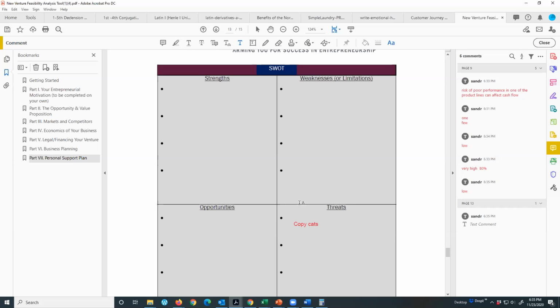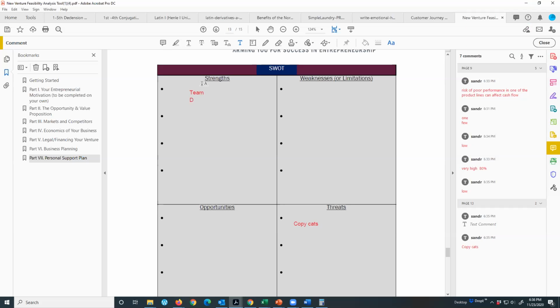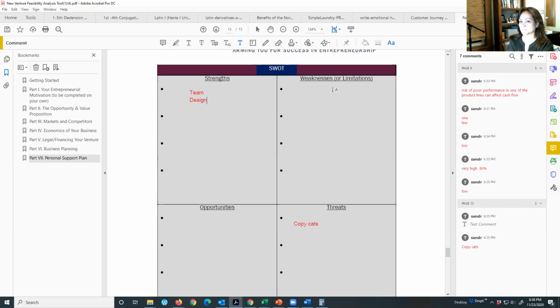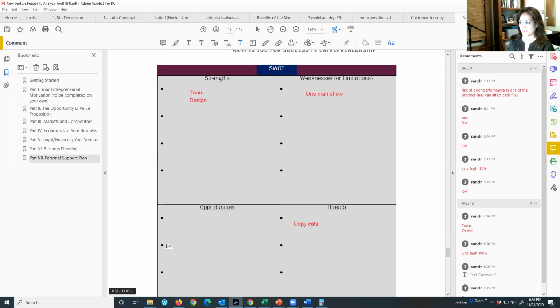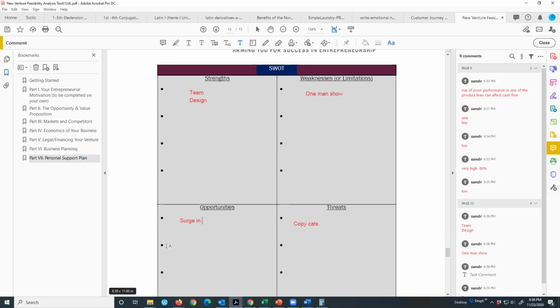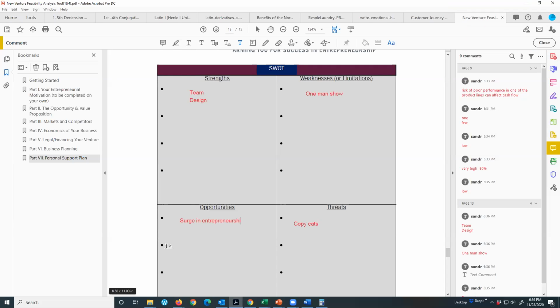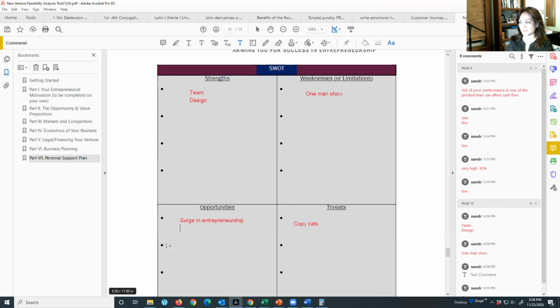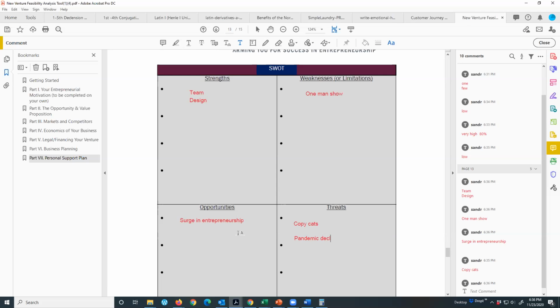I'm trying to think. Her strengths could be her team, their ability to design things. The weakness is that she's a one-man show right now. And then opportunities, whatever is going on in that fashion industry. Right now there's a huge surge in entrepreneurship because people can't go to work. So more women are going to want the handbags. The other opportunity, actually a threat right now, is also the pandemic. Nobody's leaving the house, so they're not buying. So there's a decline in sales.